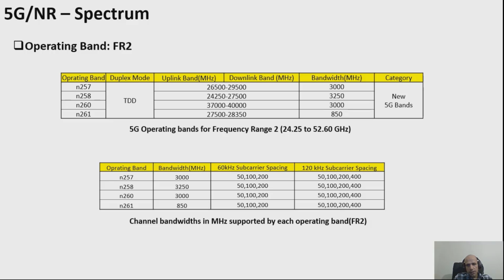FR2 channel bandwidths are shown in these tables. These bands support time division duplex, TDD. The bandwidths available from these operating bands are significantly greater than those available from frequency range 1. That's why we can use it as a capacity solution where we can increase throughput. The channel bandwidth supported by each of these operating bands is presented in this table. In this case, channel bandwidths up to 400 MHz are supported when using the 120 kHz subcarrier spacing.